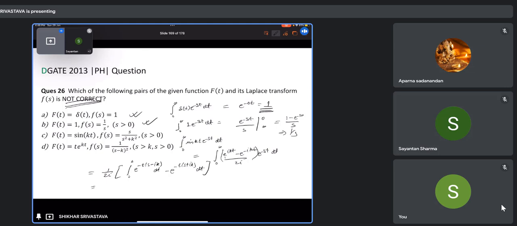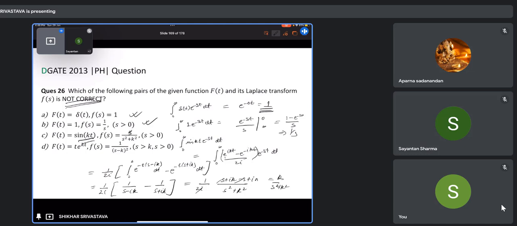When you integrate it, you will get something like this. I am skipping one or two steps because you can easily do them. You will get something like 1 upon s minus ik minus 1 upon s plus ik. And when you solve this, you will get 1 upon 2i times 2ik upon s square plus k square, so the 2i cancel. You will get k upon s square plus k square. So the Laplace transform of a sinusoidal function is k upon s square plus k square.